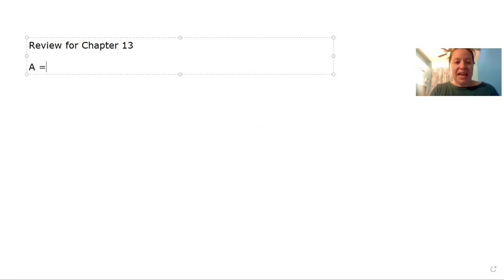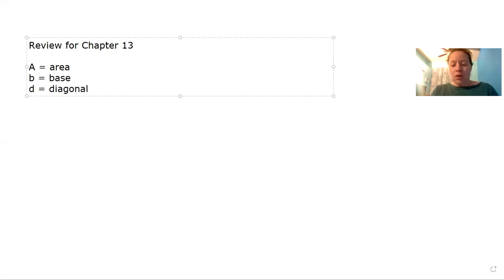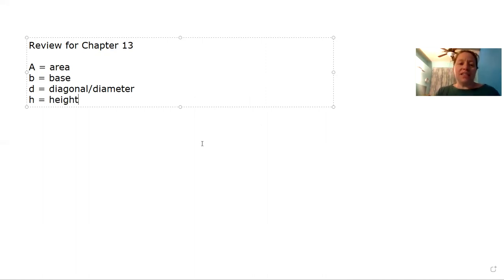When you see a big A, that means area. When you see a B, that means base. When you see a D, that means diagonal or diameter. The reason why I keep putting both in there is because next chapter we will be using it as diameter. If you see an H, that means height. So we have different types of shapes.